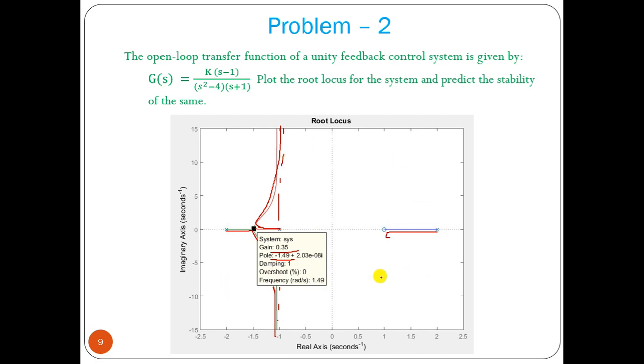Now what is the stability of the system? As we can see, this root locus path is not entering into the right half plane, but the system is still unstable. Okay. This system is always unstable because we have a pole at the right half plane of S plane. Okay. So this is the problem 2.